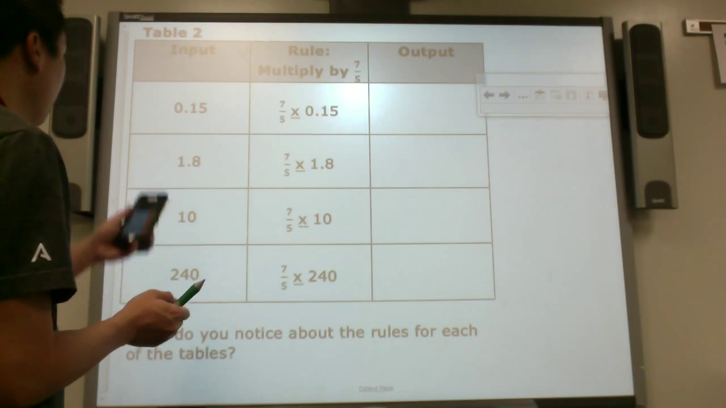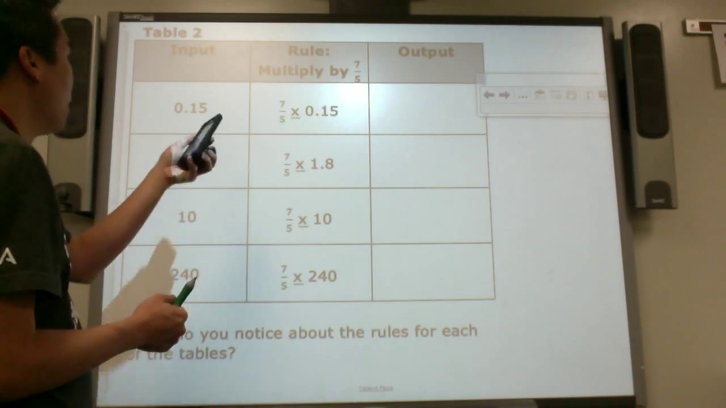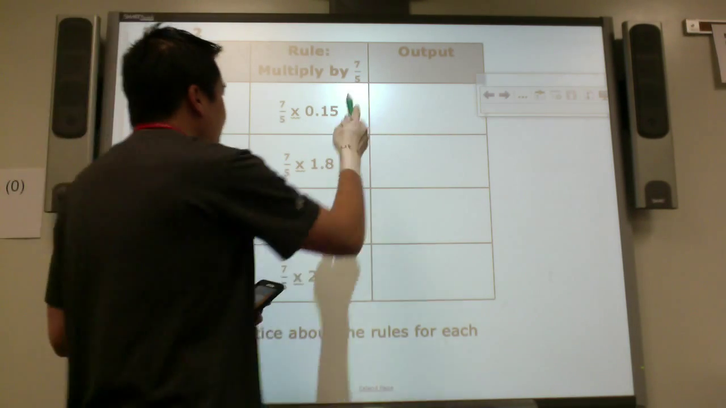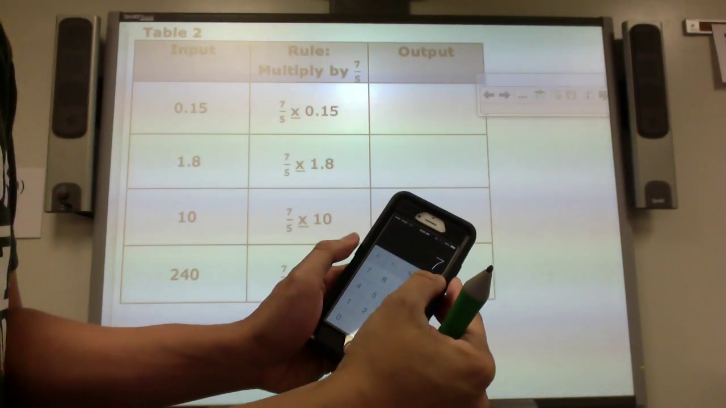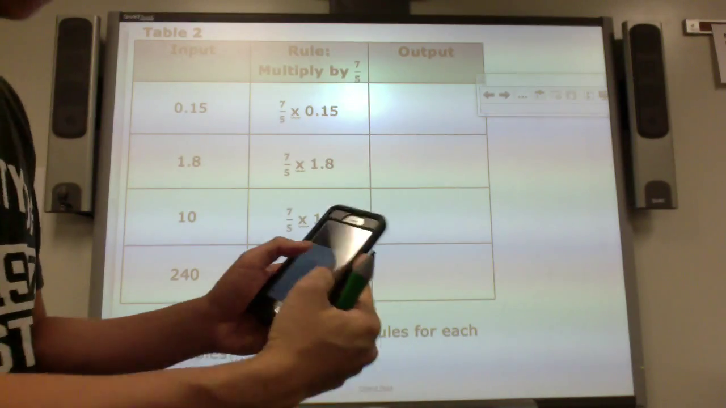So, start with 15 hundredths, 1 and 8 tenths, 10, and 240. Multiply by 7/5. Again, how do you read this? 7 divided by 5. Using my calculator, I divide 7 by 5, and I get 1 and 4 tenths.